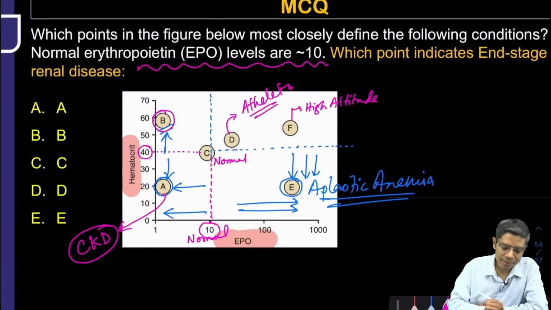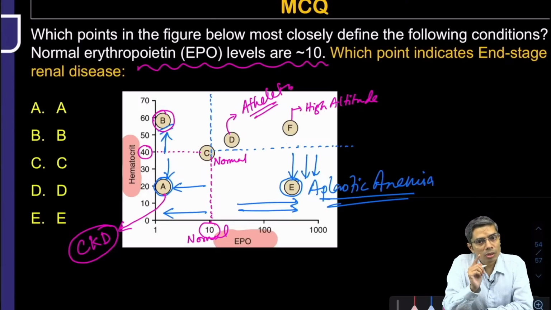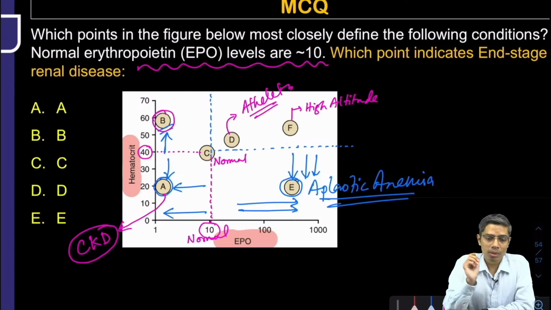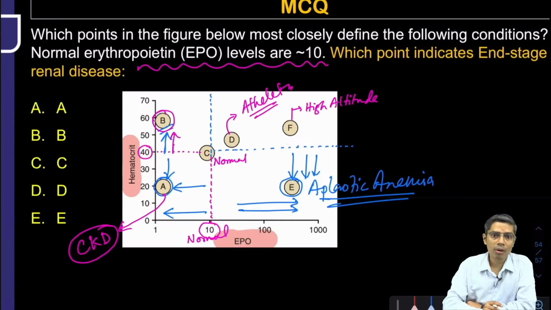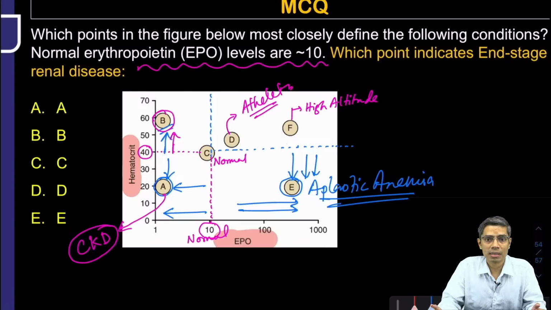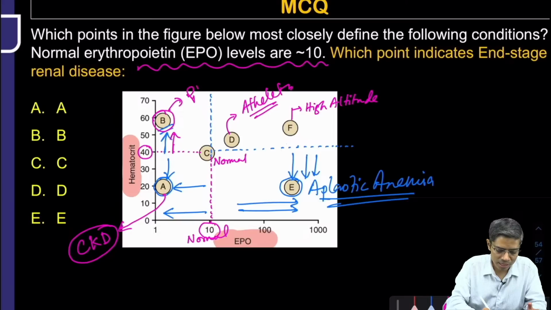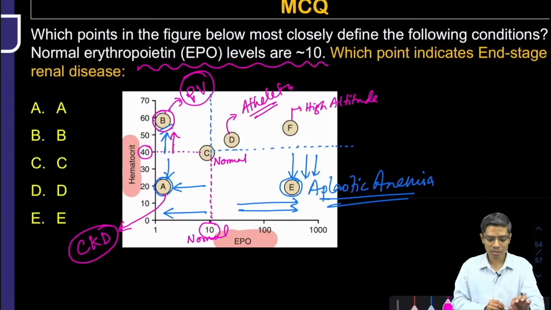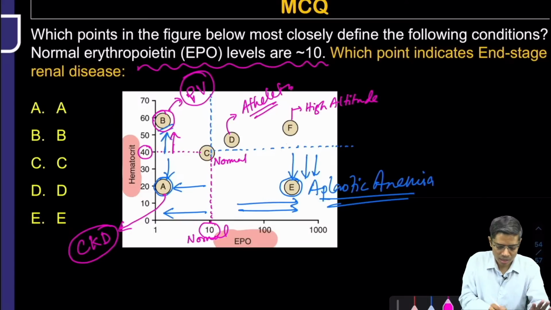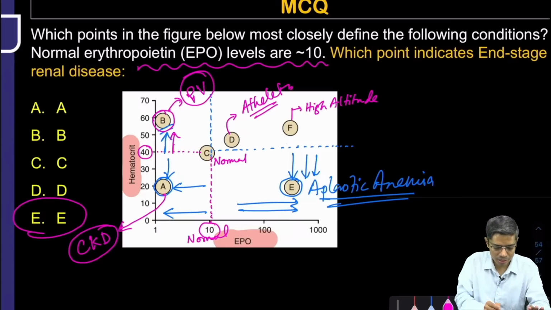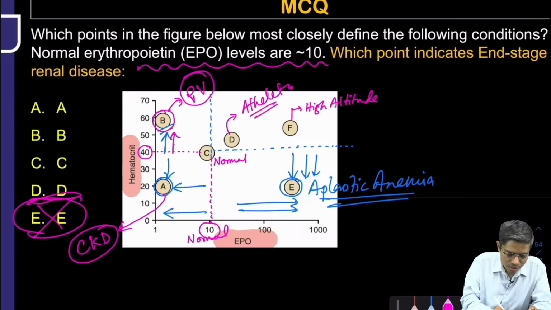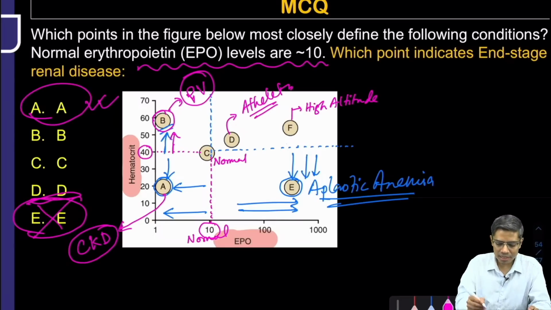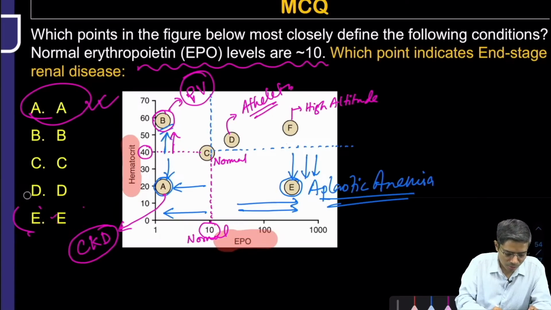And this B, although the erythropoietin is very, very low, the person is suffering from a huge amount of polycythemia. So, polycythemia without any stimulation is a kind of malignant condition, and this is nothing but polycythemia vera, right. So, this B is polycythemia vera. Our answer here is A, chronic kidney disease. E is nothing but aplastic anemia, that we have already discussed. I hope all of you got it.